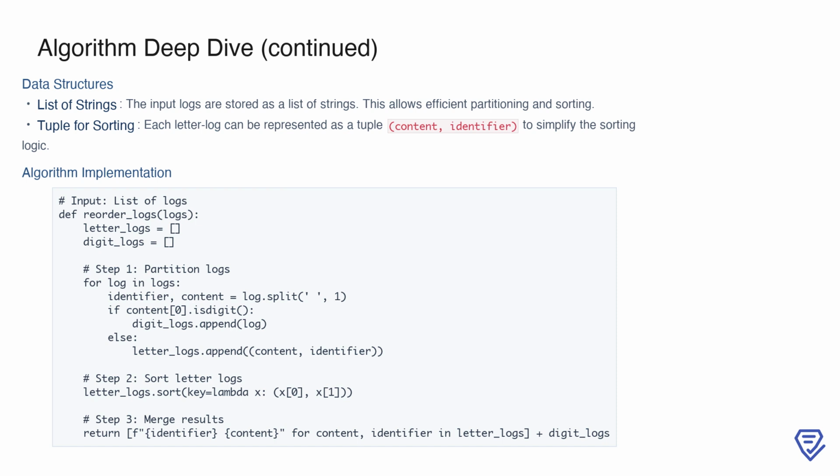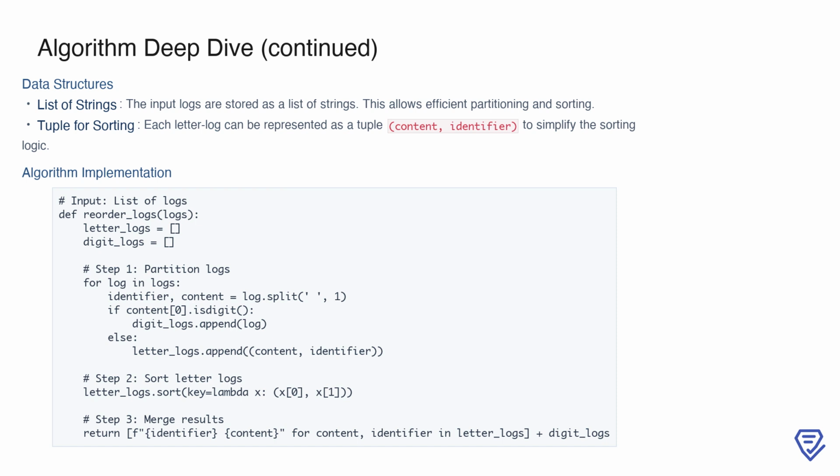The input logs are stored as a list of strings, which allows for efficient partitioning and manipulation. For the sorting process, each letter log can be represented as a tuple containing the content and the identifier. This structure simplifies the sorting logic, as the tuple format matches the rules of our custom comparator.